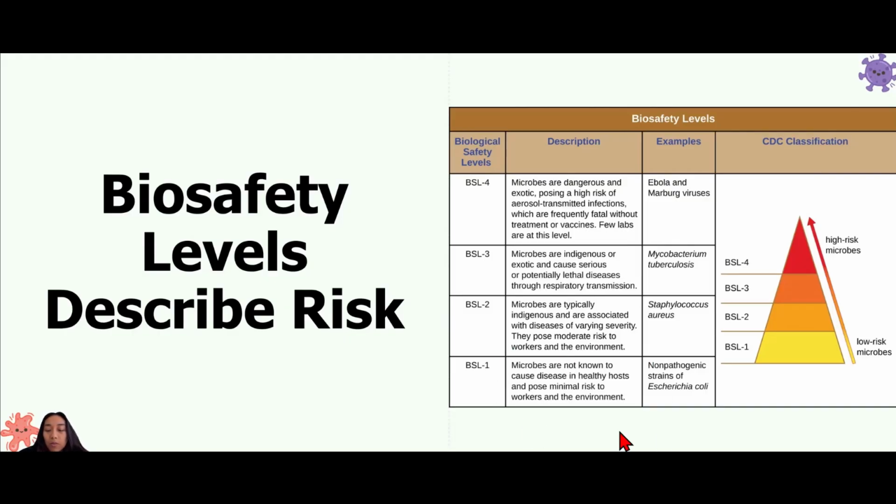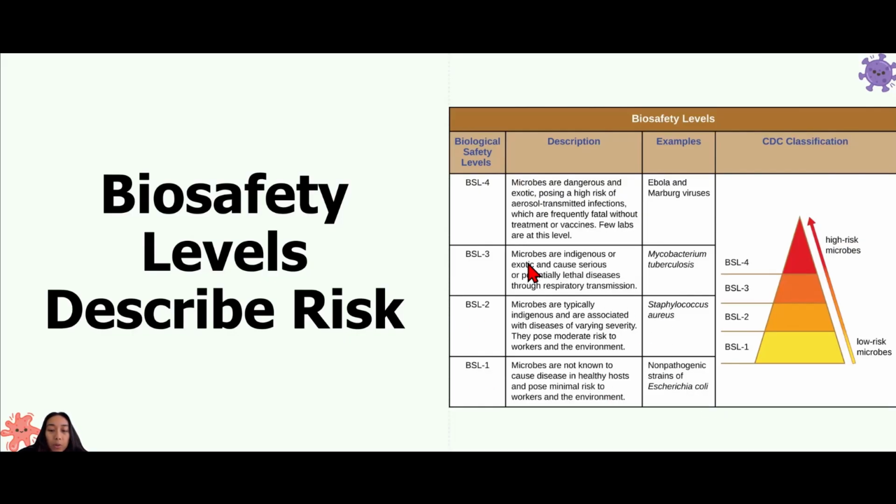So let's start with biosafety level 1. Biosafety level 1 is our least risk. These are microbes that generally don't cause disease in healthy individuals. So they're going to be just fine to work with just a regular Bunsen burner, gloves, and a lab coat. So just the normal amount of precautions. And so this is going to be things like our lab versions of E. coli and other lab strains that have basically been modified so they can't cause any disease.